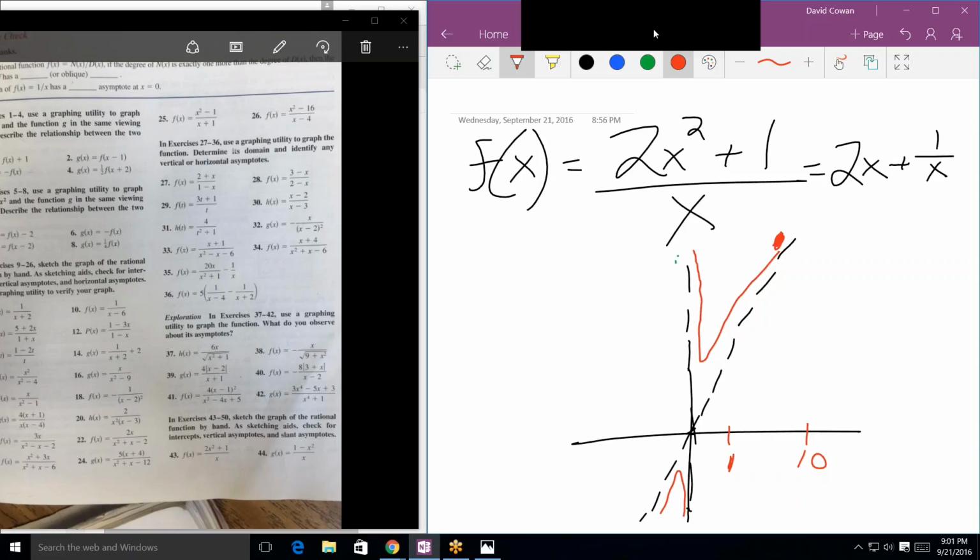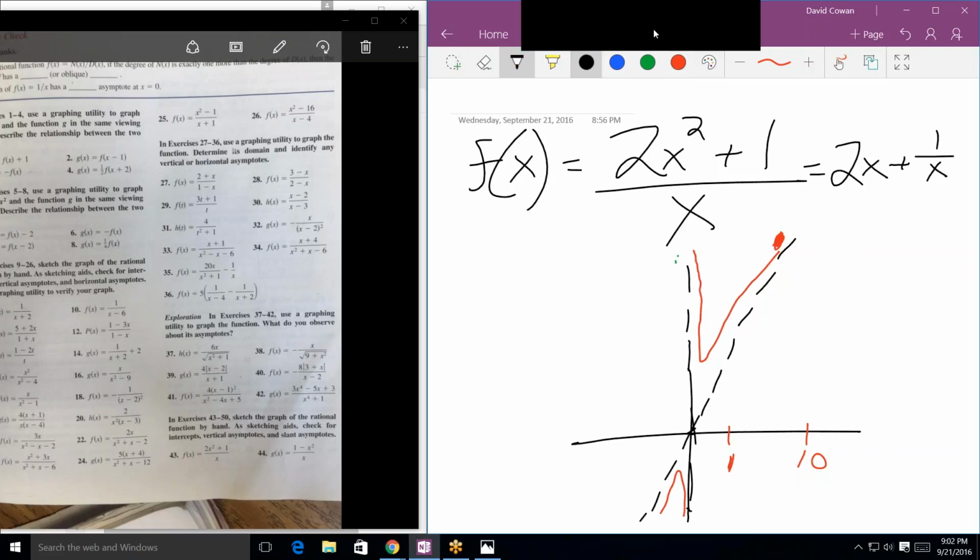Now, notice that it's not a terribly easy thing to do to figure out whether I'm using my red or my green. One way I could realize for sure is if my red is correct, I don't have any x-intercepts, right? If my green was correct, I would have had an x-intercept, right? Okay, well, let's figure out if there's any x-intercepts to this function.